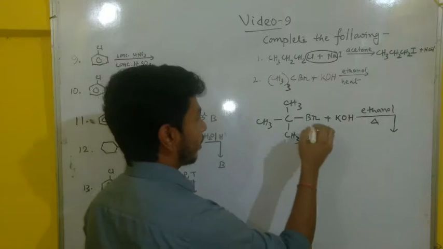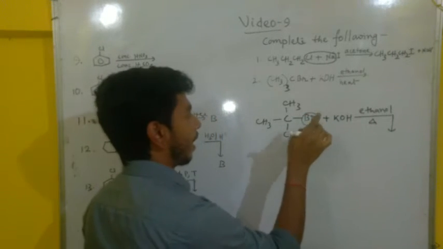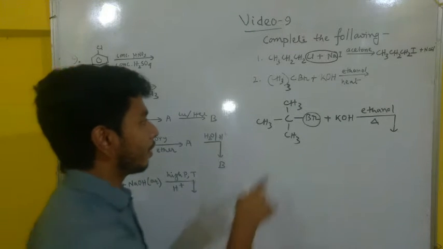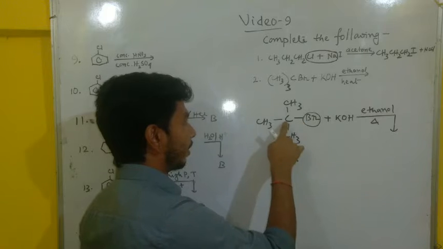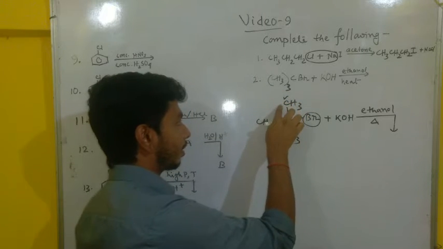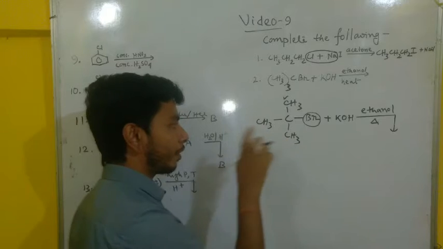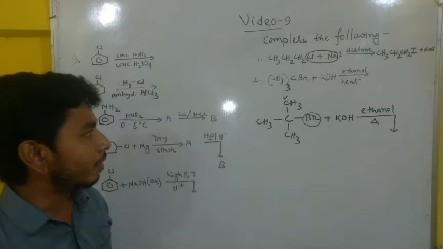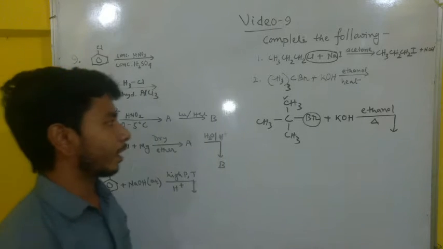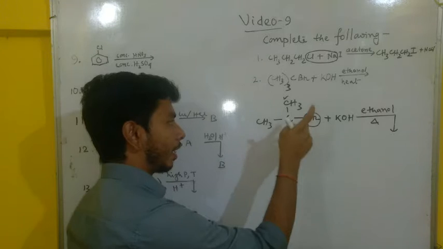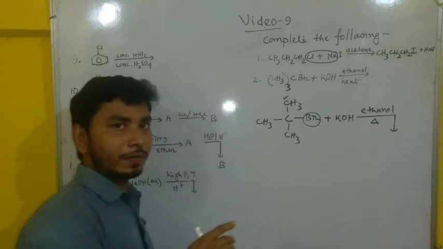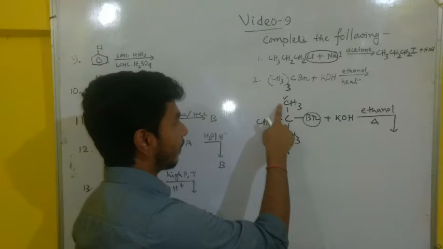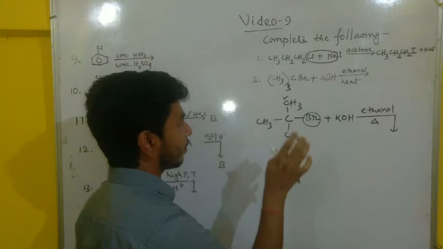In elimination reaction, the bromine is removed, along with bromine, one hydrogen from the adjacent carbon. So this carbon is bonded with bromine. Either the adjacent carbon or any of the methyl groups you may consider as adjacent carbon, also known as alpha carbon. So bromine is removed, and along with bromine, one hydrogen from the alpha carbon is removed. So now this is the alpha carbon. From this alpha carbon, one hydrogen is removed.